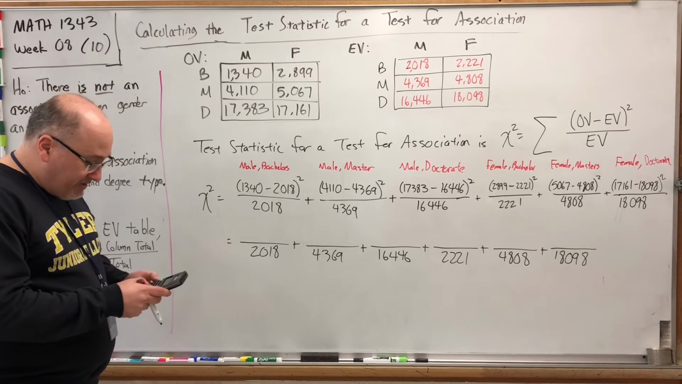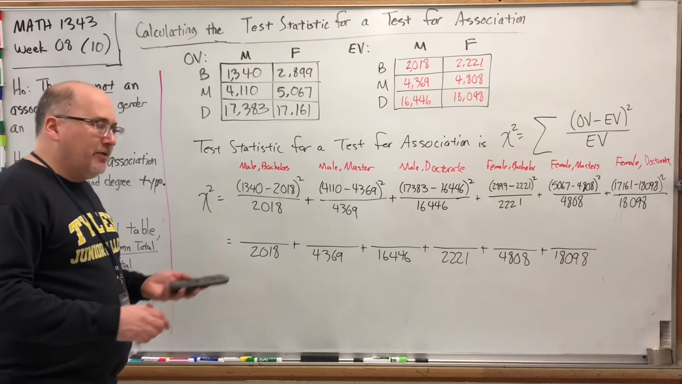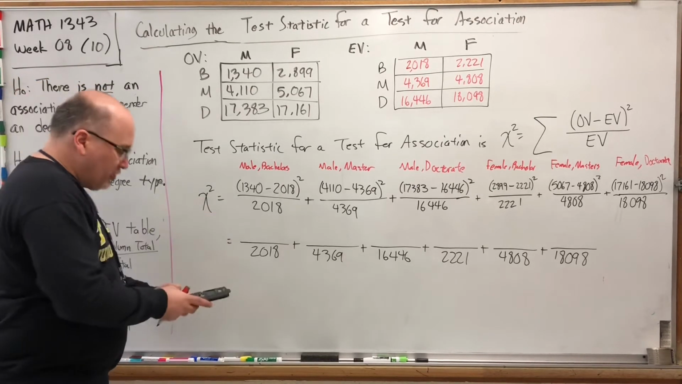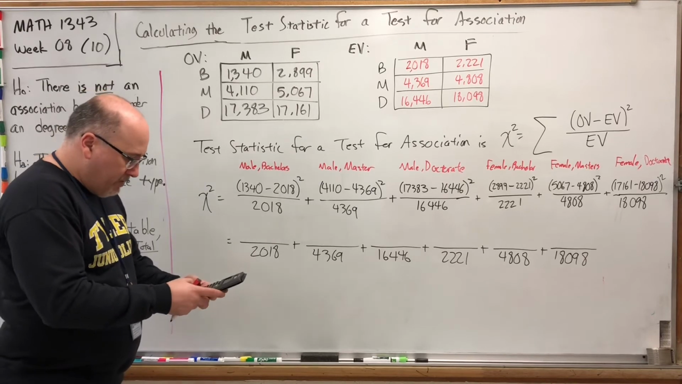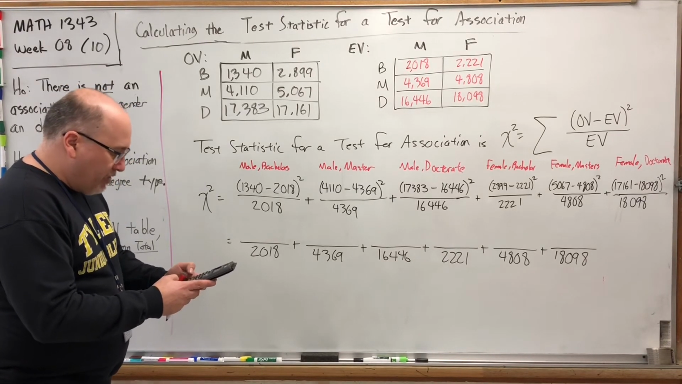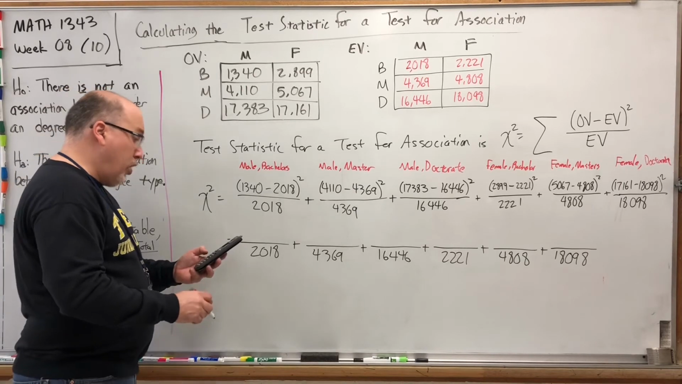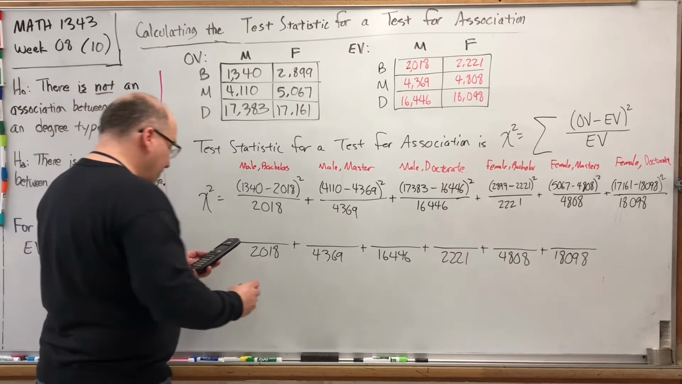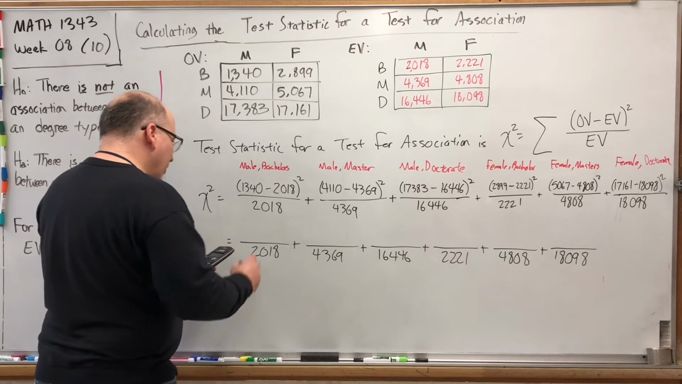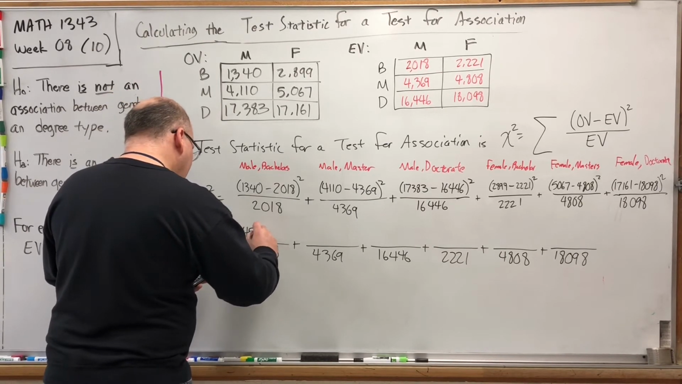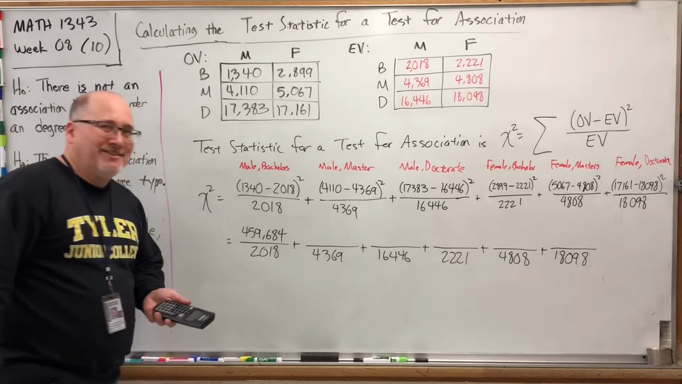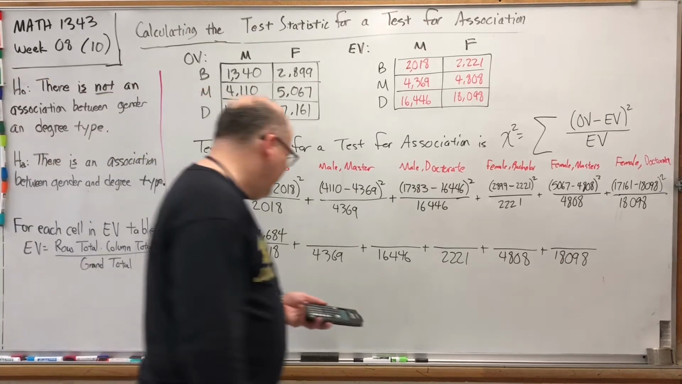It's easy to do without parentheses. You just got to complete the subtraction before you square. So I'm going to call out what I'm pressing. With the first numerator, 1340 minus 2018 equals, and then square that to get, oh hello, 459,000, that's not right, is it? I guess so. 459,684. You don't know this yet, but at this point the hypothesis test is practically over.